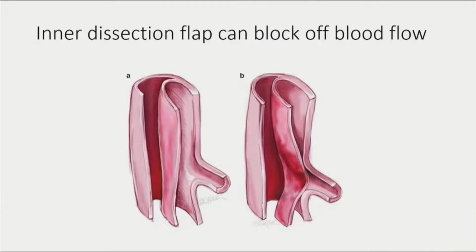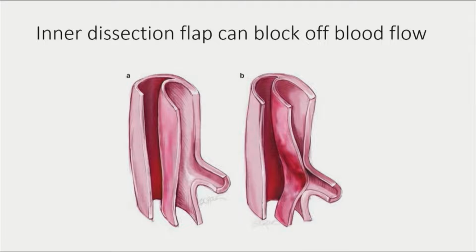What that means is that any branch point, any blood vessel off the aorta can have a disruption in the blood flow to that vessel. And so you can see here that inner flap can basically get pushed and block off any branch that comes off of the aorta.